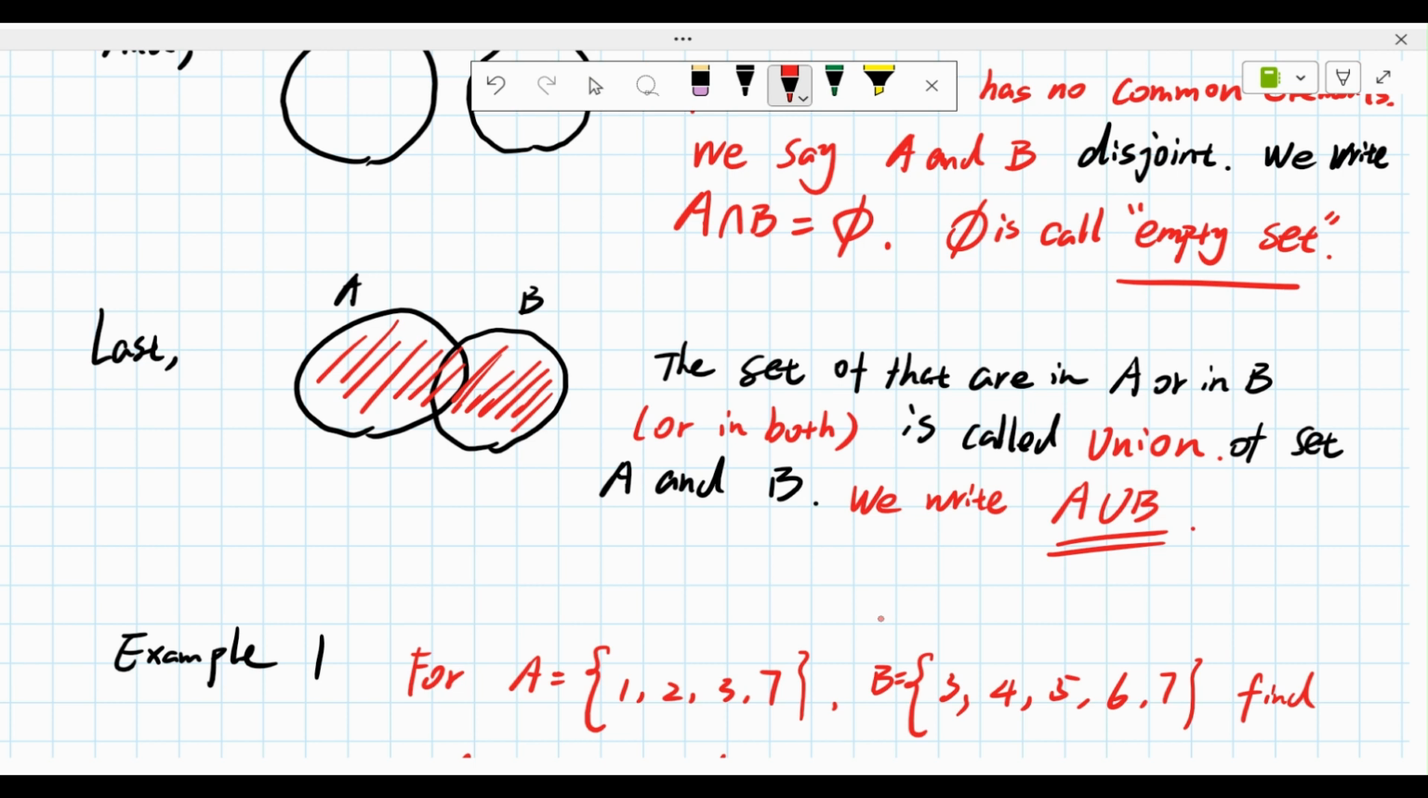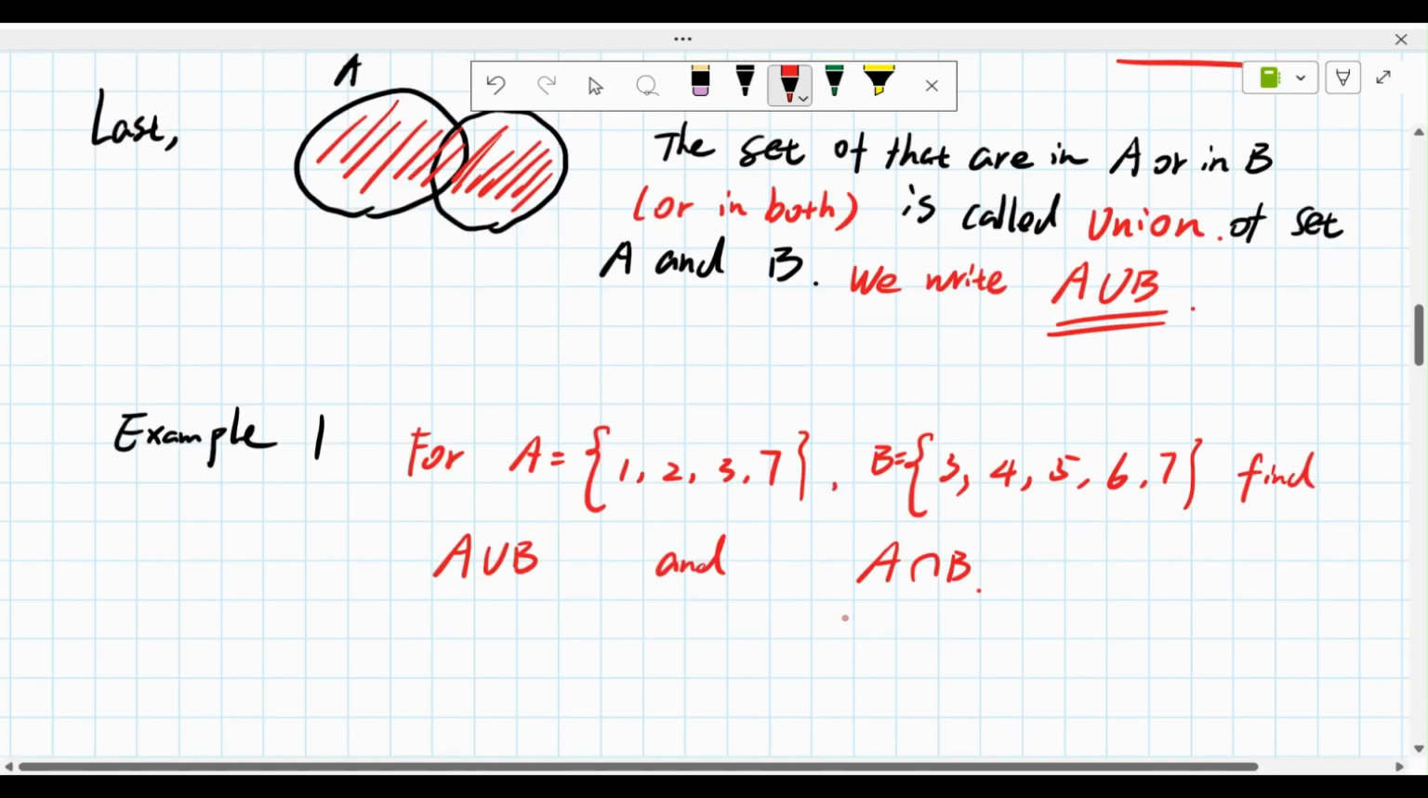And then after that, we have something in A or in B, which is like both. That's the union. We say the union of A and B is everything together in A and B.